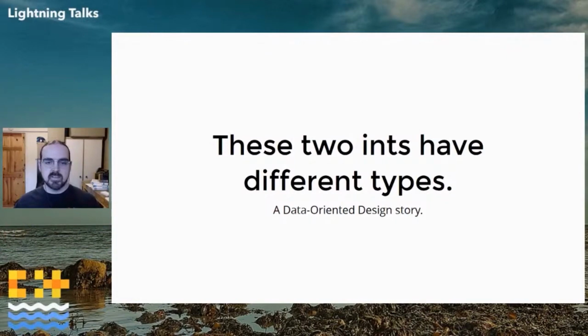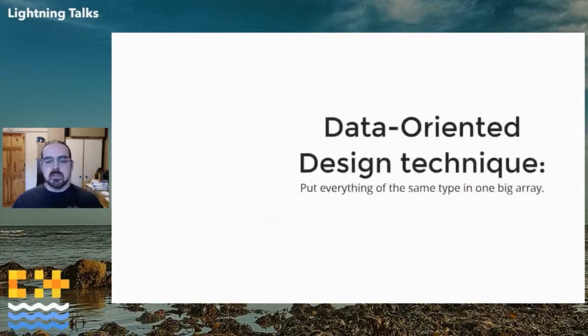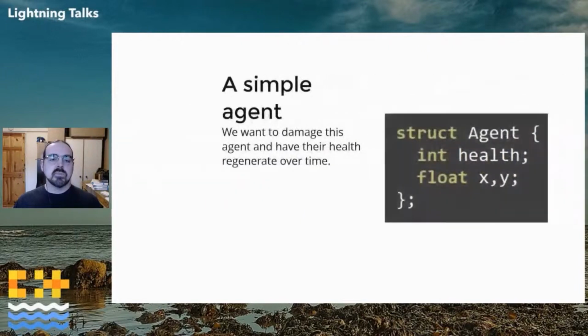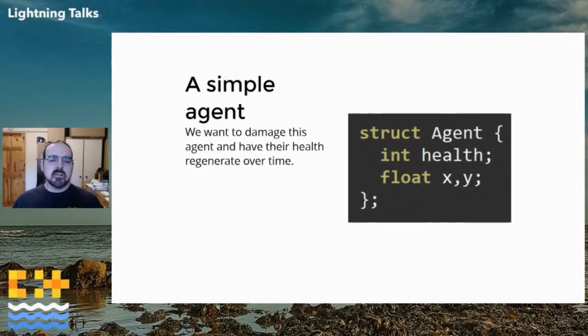Hello, everybody. So this is a data-oriented design story about the idea that not everything is the same, even if it is the same. There is a data-oriented design technique we commonly come across, which is putting everything of the same type in one big array and then processing it. For example, we have a little simple agent type with its little health value and a position, and eventually, if it gets hurt, it will regenerate its health. This is a single type.